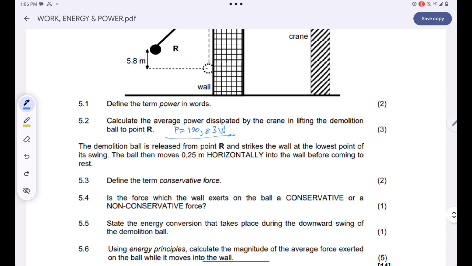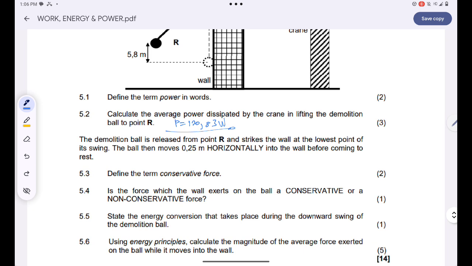Conservative forces are forces whose work done is not path dependent. Are you together? The force which the wall exerts on the ball, is it a conservative or a non-conservative force? It's a non-conservative force. Are you together? Action-reaction force, guys, is always a non-conservative force. It depends on the path taken.